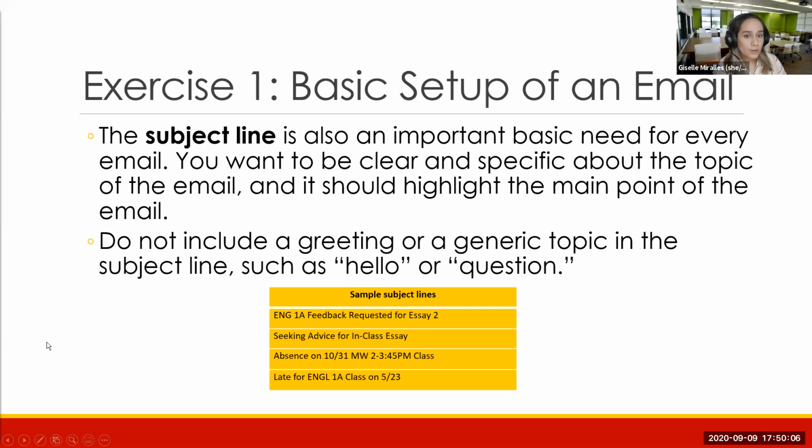All right, so after that setup of your email has been done, you want to then move on to what goes into the actual email. So the subject line is one of the most important basic needs for every email you write. You want it to be clear and specific about the topic of the email, and it should highlight the main point of the email. So in short, you really want your subject line to be concise, so direct and short. You don't want a really long email subject line just because it will get cut off. So it's best that you just put in something that gets straight to the point, but also communicates the main point of the email.